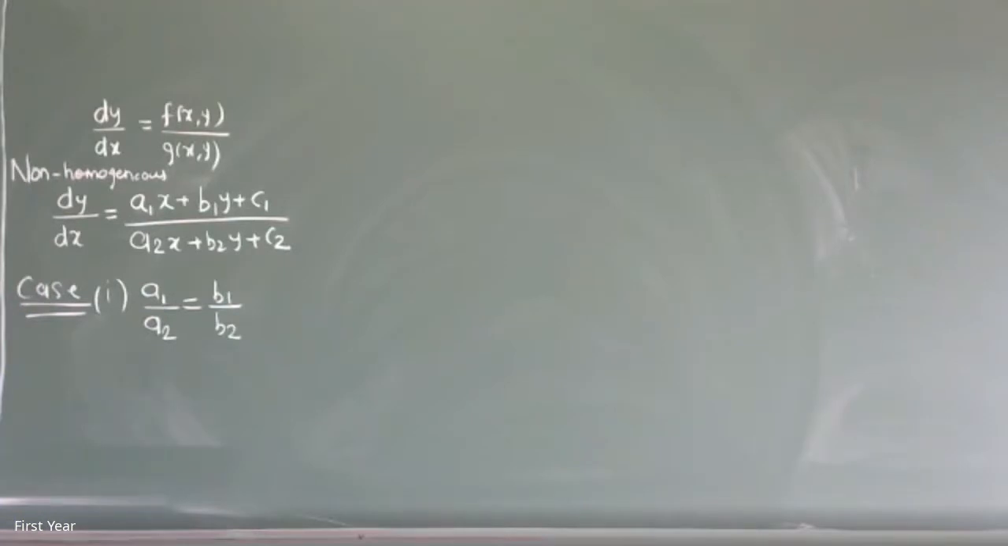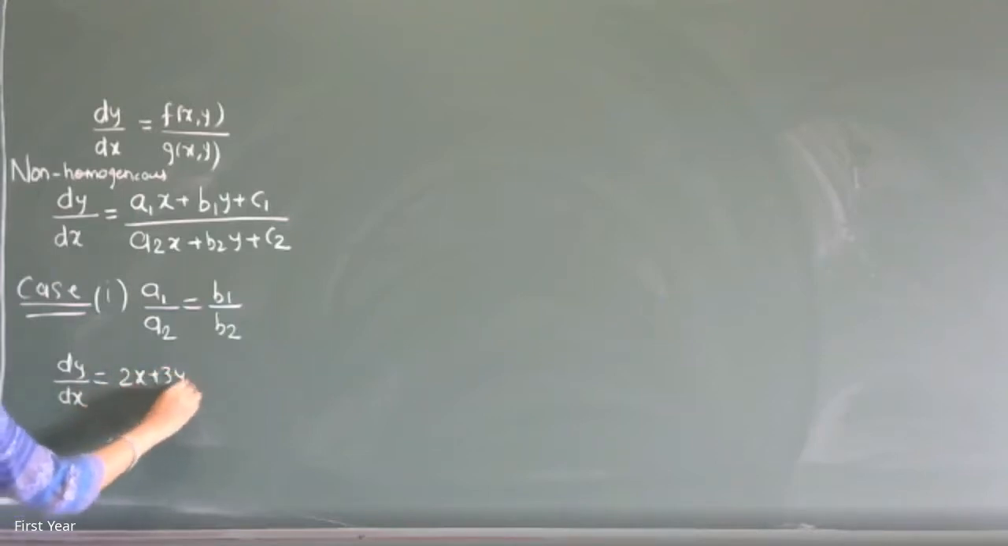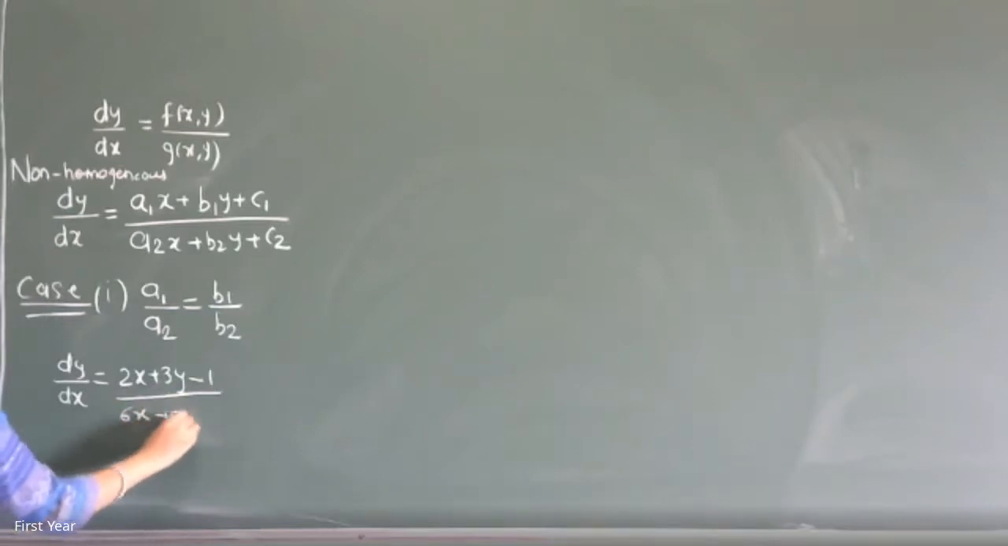Okay? Yes, the question is: solve the differential equation dy by dx is equal to 2x plus 3y minus 1 upon 6x plus 9y plus 6. This is the differential equation.